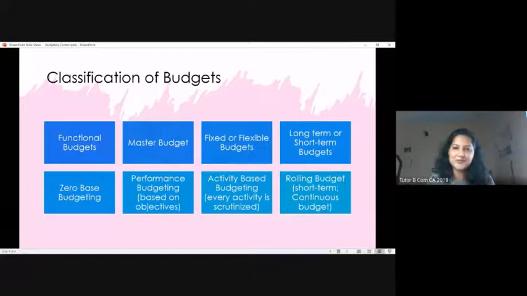Now going with the next one, rolling budget. The only keyword you have to remember is that it is a continuous budget. One budget leads to another. The changes that need to be incorporated in one budget lead to the drafting of the new budget. So it's actually a continuous budget, which is normally short term in nature.